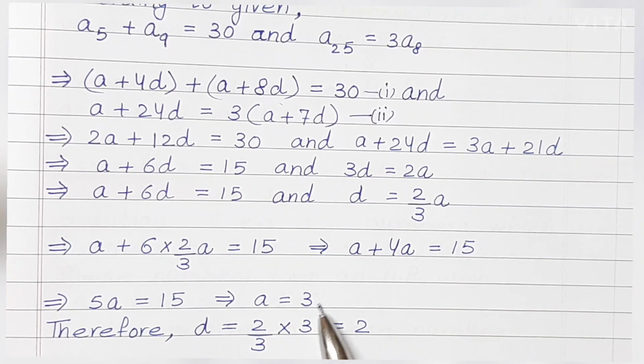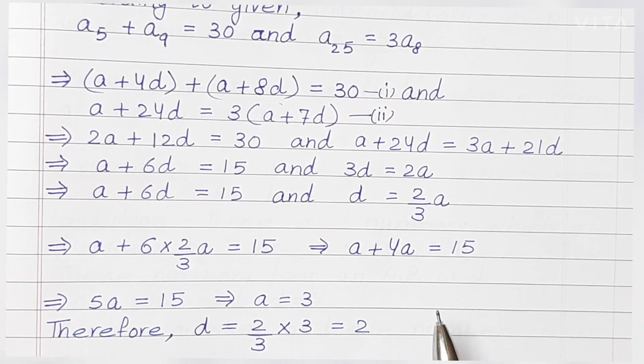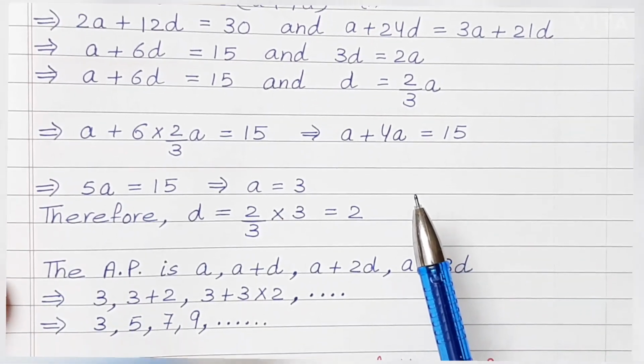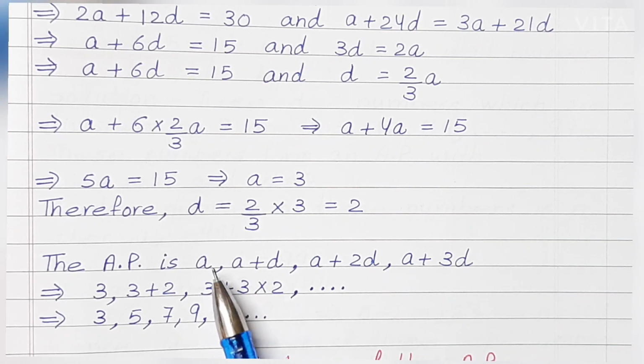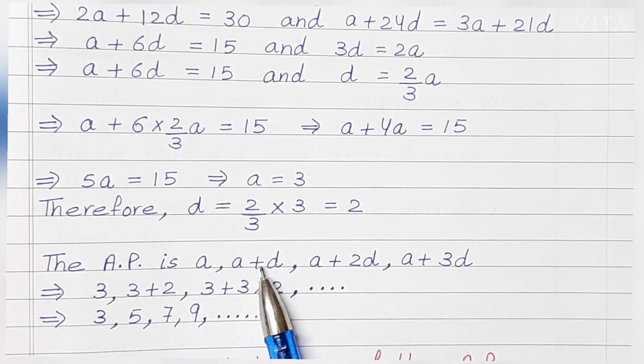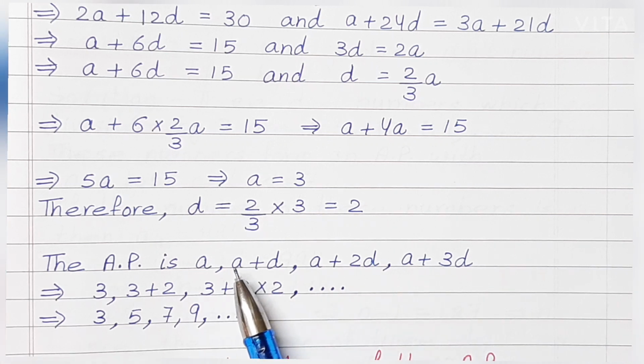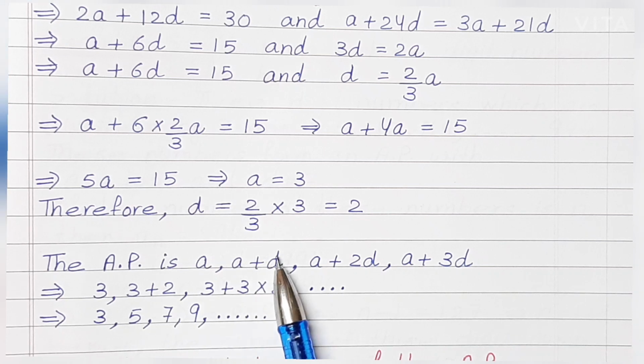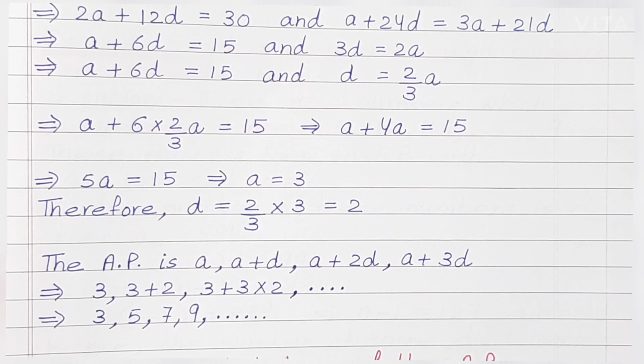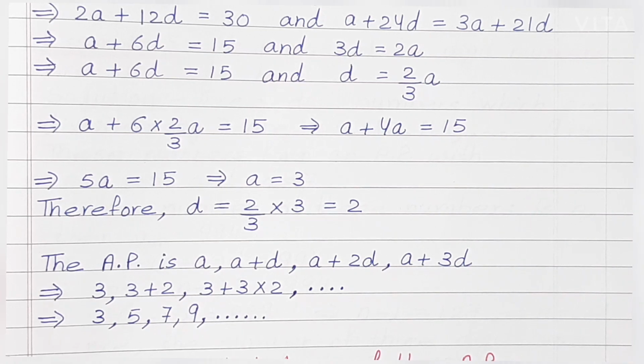Clear? So if A is 3 and D is 2, the given series can be A, A plus D, A plus 2D, A plus 3D. So let us put the values here. So it is 3, then 3 plus 2, 3 plus 3 into 2. So the given series is 3, 5, 7, 9 and so on. I hope it is clear to everyone now.